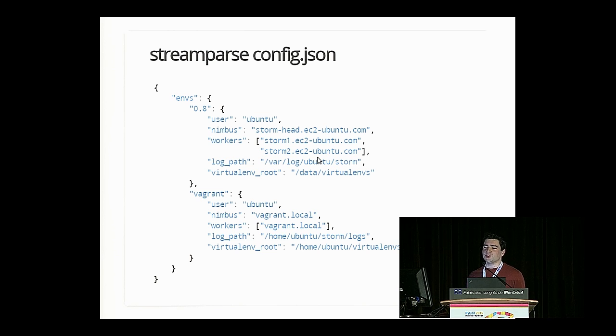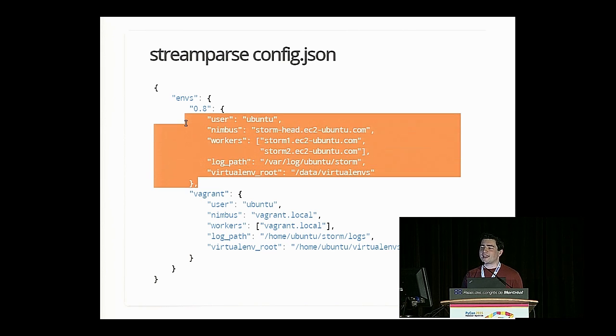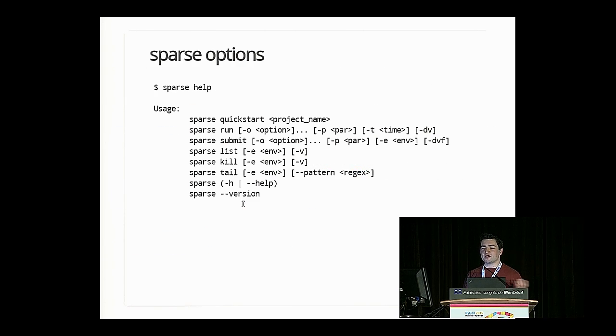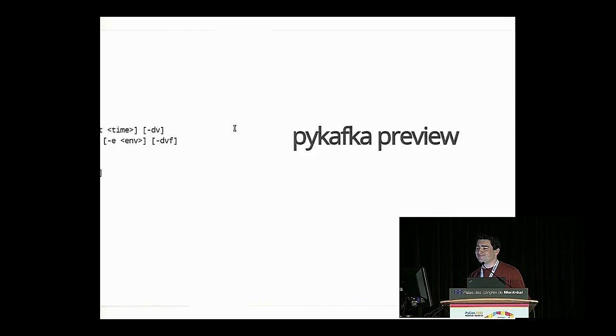streamparse also has a simple JSON configuration format that lets you specify multiple Storm environments. So this is specifying a Storm 0.8 environment. This is specifying a Vagrant environment. And you can switch between those using command line flags. So it just works. And streamparse has a whole lot of other commands too. Like you can list the topologies in your cluster, kill a running topology, tail log files on your remote servers. And we're adding more and more every day and are very open to taking pull requests.